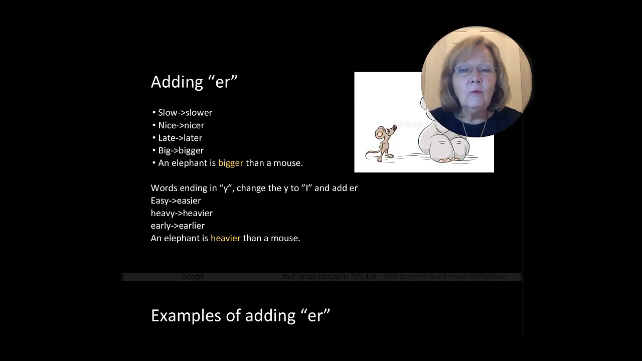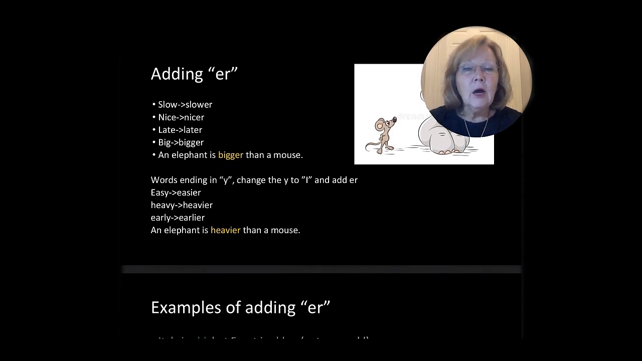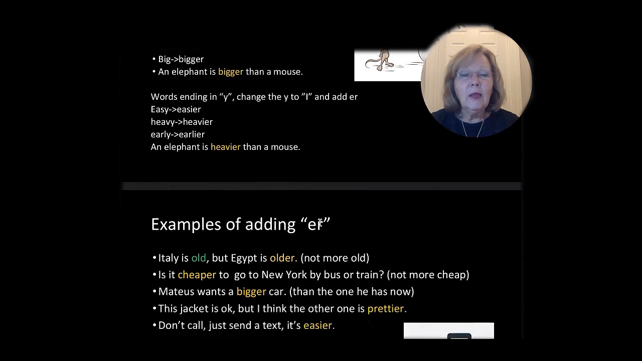With words ending in Y, we change the Y to I and add ER. Easy becomes easier. Heavy is heavier. Early is earlier. An elephant is heavier than a mouse.